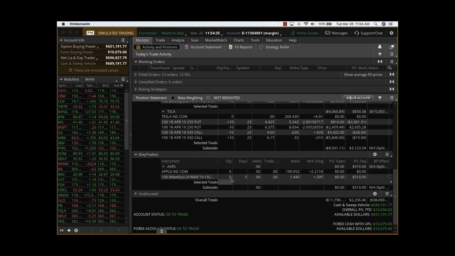We're looking at our day trades on Apple. Apple moved up nicely at the market open, and we had a 35% return on Apple with $510. And of course, the markets are up.